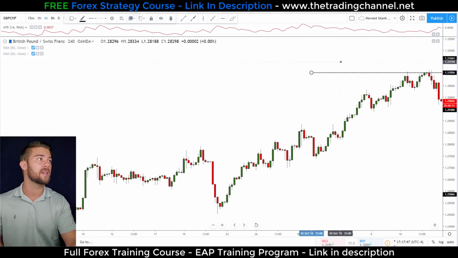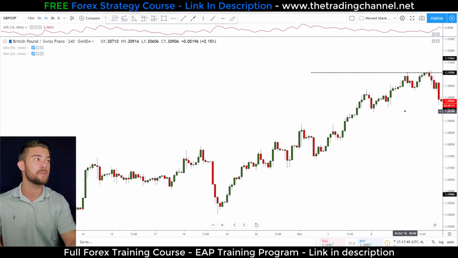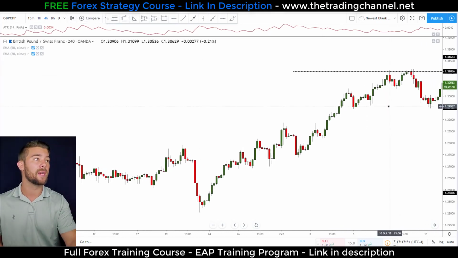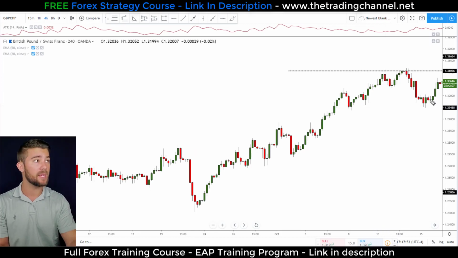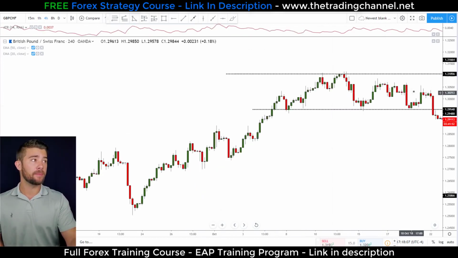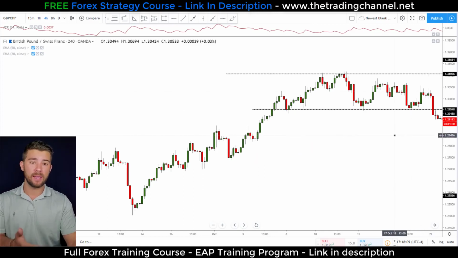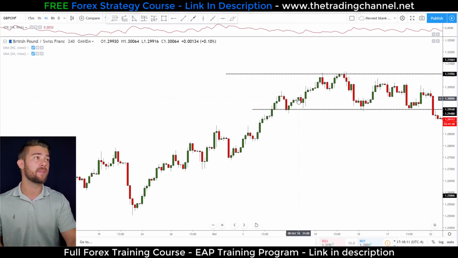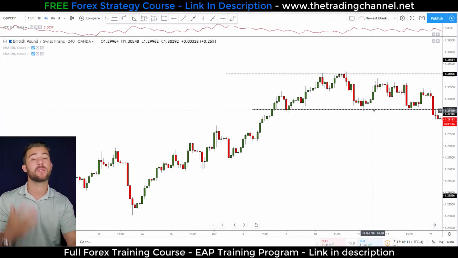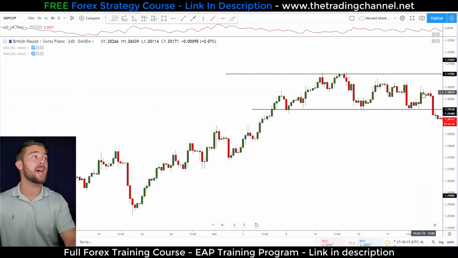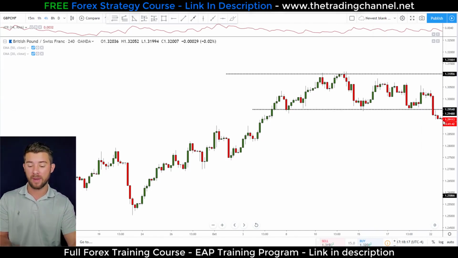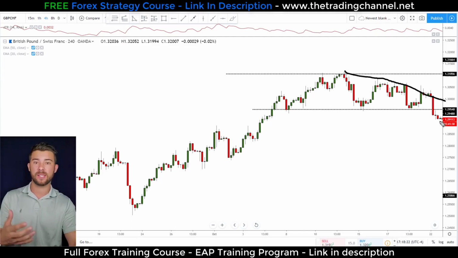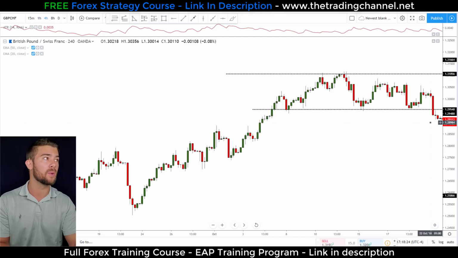So right here is a level of resistance that was tested multiple times. We now have a level of support based on here and here that's been tested multiple times. We now get a breakout of that level of support. Okay, so now we have a level of resistance tested multiple times. We have a level of support tested multiple times. We have our breakout of that support. We also have our added confirmation of decreasing resistance levels. Resistance levels getting lower and lower.